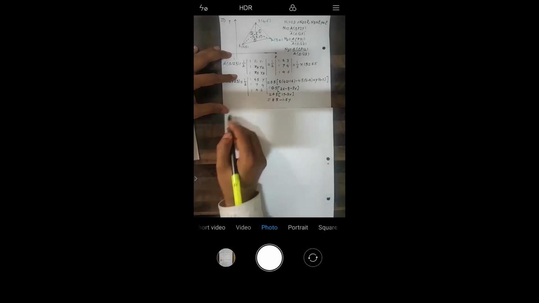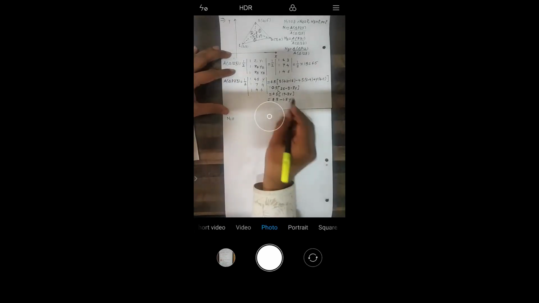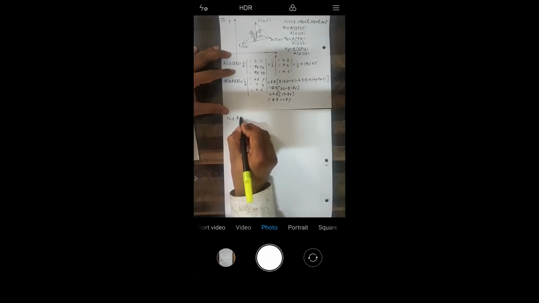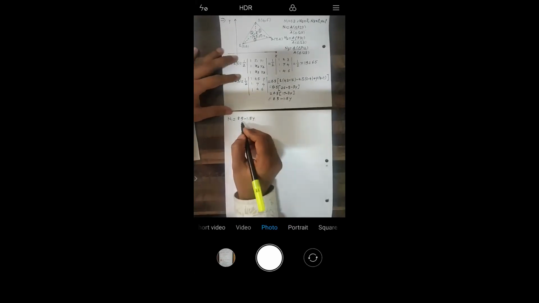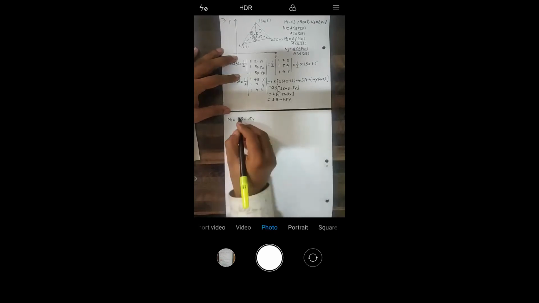Yes or no? So can you calculate the shape function N1? N1 is given by this area, that is 8.5 minus 1.5y. Otherwise, I will write down the formula for N1 here.